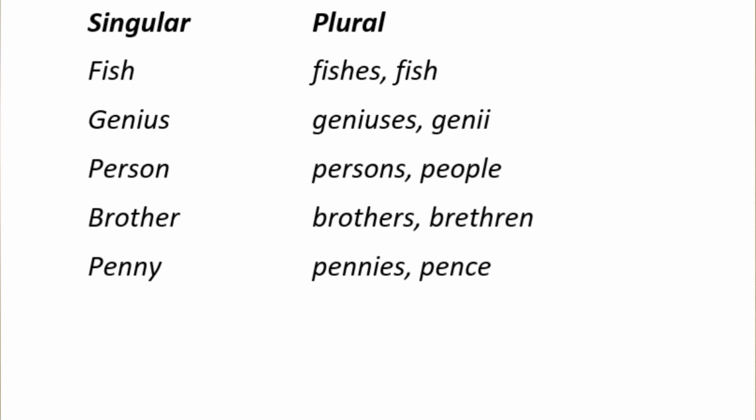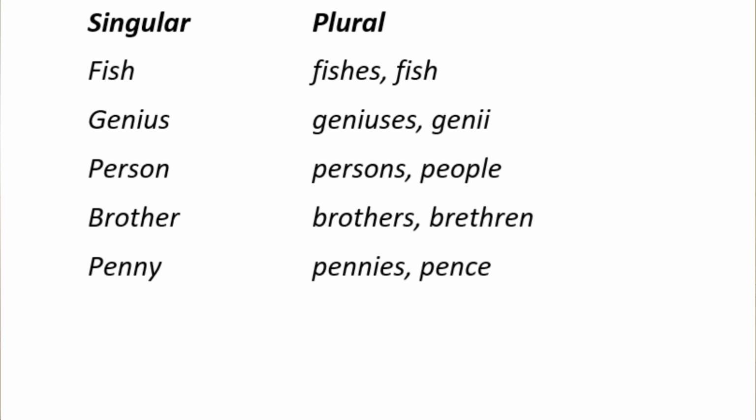If you are talking about the plural forms of these, both can equally stand as the plural. Brother, we have brothers, we have brethren. Penny, we have pennies, we have pence, depending on the context that you are using these nouns for.